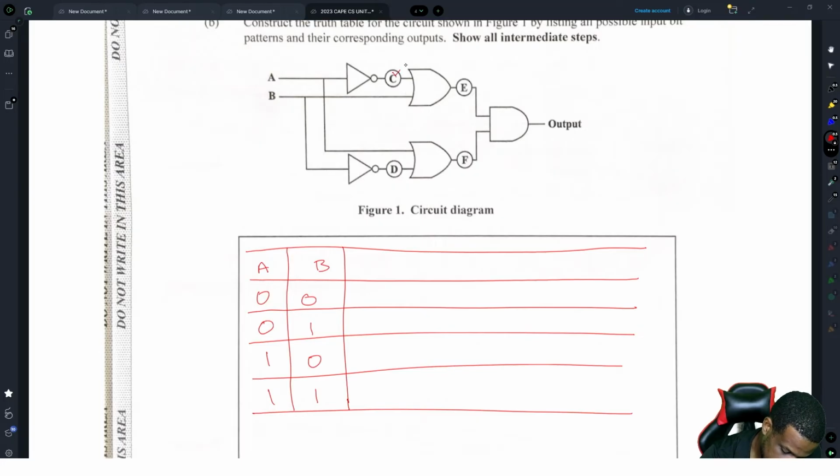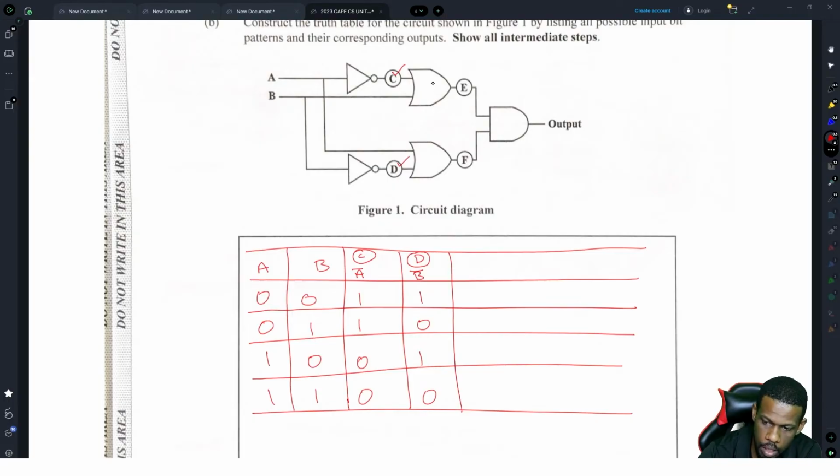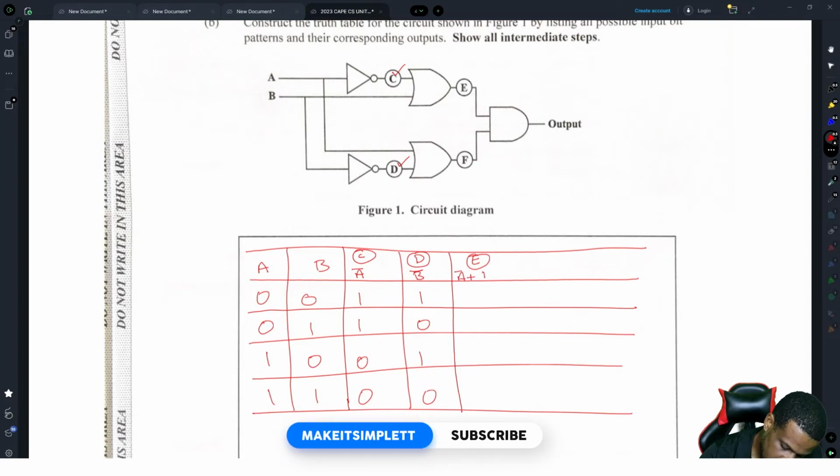So we have C. All right, C is the not of A. So this is, I'll put C on top here, which is essentially not A. Not A will be 1, 1, 0, 0. Then there is D. D is essentially not B. So not B will be 1, 0, 1, 0. Cool. And then there is E now, which is going to be the OR of the C and the B. So E, which will be not A or B.